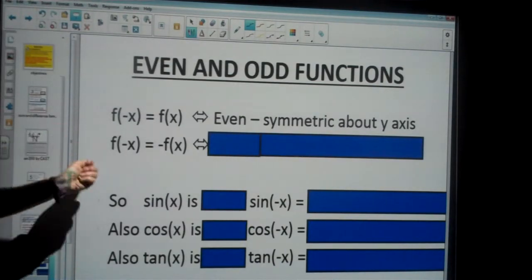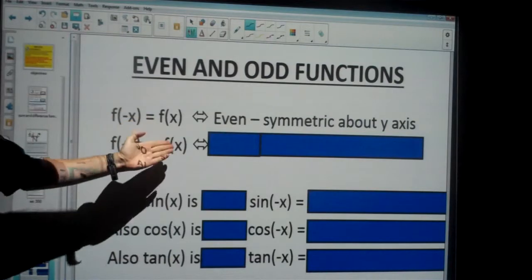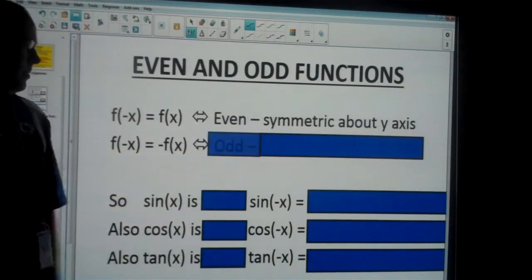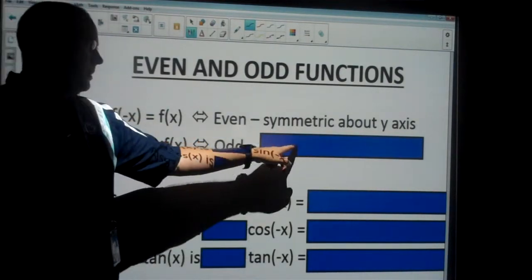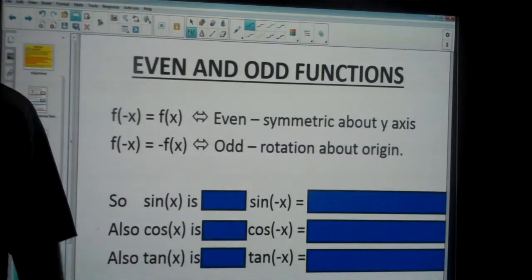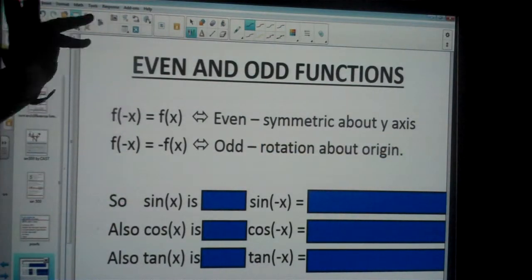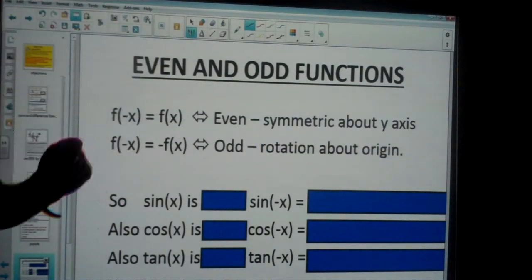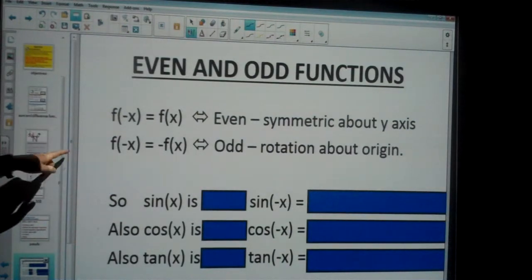Now if you replace x by negative x and you get the negative of what you started from, then that means that's an odd function, and the property for that is that's going to be a rotation about the origin. So if you twist your paper upside down and it looks the same as what you started with, then that would be an odd function.